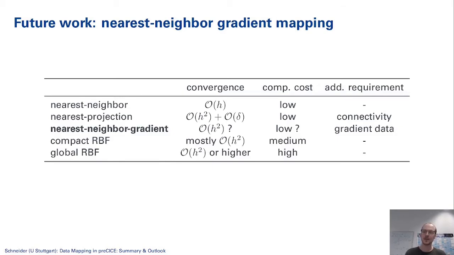And from the user perspective, the gradient data is usually much easier to provide than the connectivity data. Consider, for example, the case of a finite element discretization. Computing gradient data in our quadrature points, which we might use for the coupling process, is very easy because we can simply compute the derivatives of our shape functions. But defining connectivity between individual quadrature points is very tedious, especially across element boundaries.